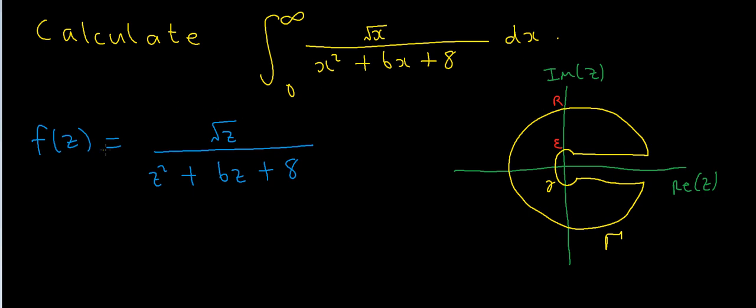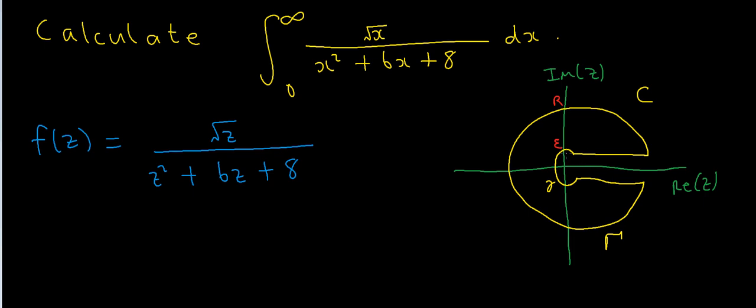I'm going to define my function f of z to be the square root of z divided by z squared plus 6z plus 8. But I'm going to have to be very careful with what I mean by the square root of z, and I'll show you what I mean in a second. So what contour am I going to use? Well, I'm going to use a contour called C. It's going to consist of a keyhole.